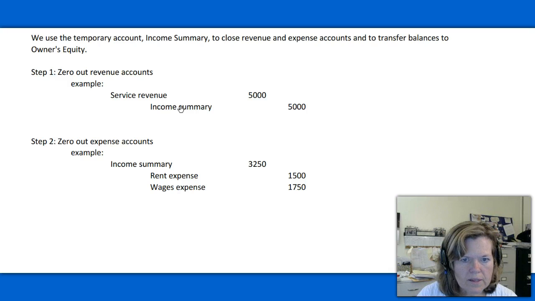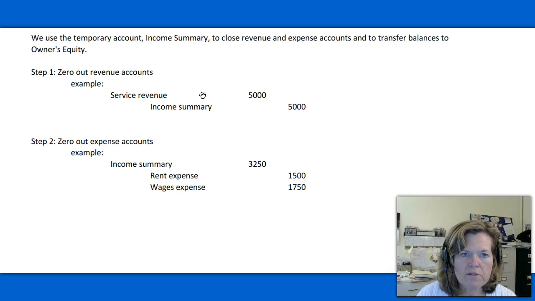Now, why are we doing this? Let's think about a revenue account to begin with. What type of an account is service revenue? It's a revenue account. What's the normal balance of a revenue account? It's a credit, right? We learned that in previous chapters. Hopefully it's becoming easier as you work with this information. So the normal balance in the revenue account is going to be a credit.